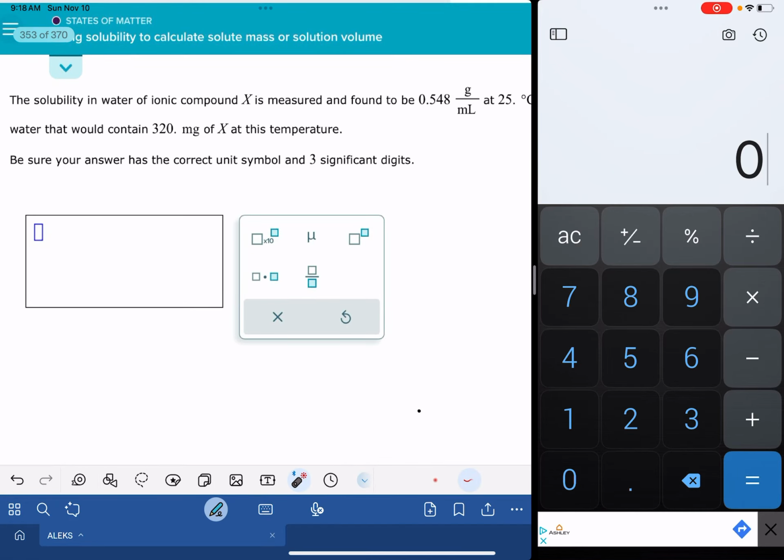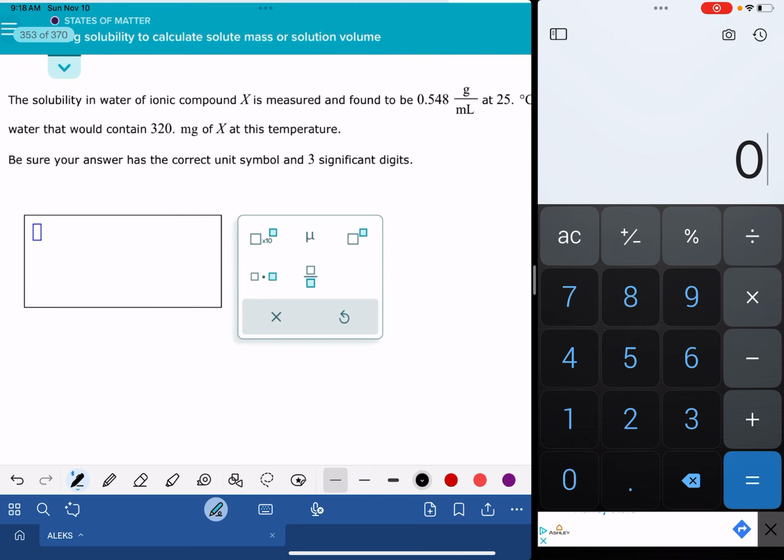In this video, I'm going to show you how to solve the ALEKS problem called using solubility to calculate solute mass or solution volume. There are two different versions of this problem, and I am going to show you how to solve both versions. We're going to be starting with the harder version of the two. So first of all, this problem has a few numbers.